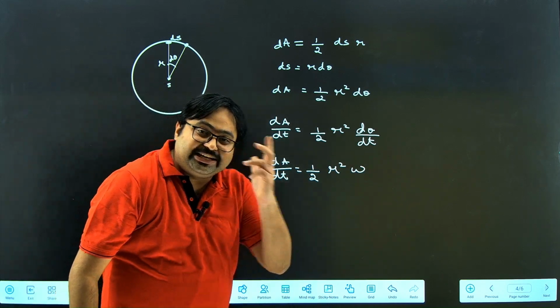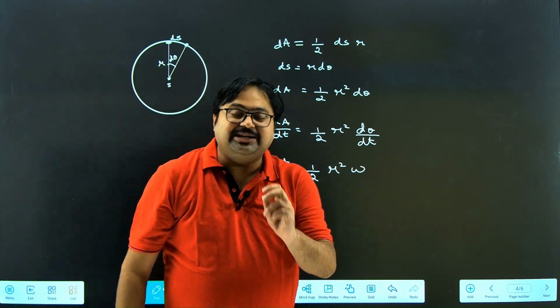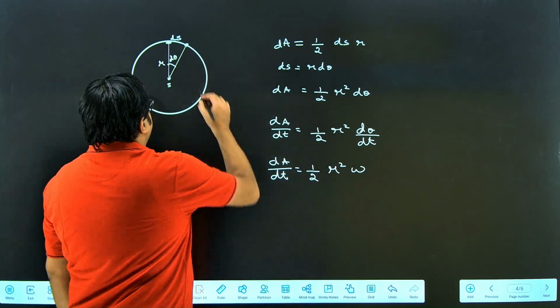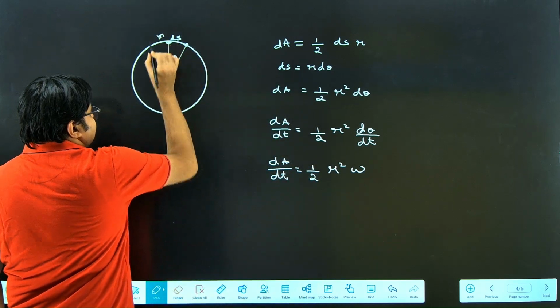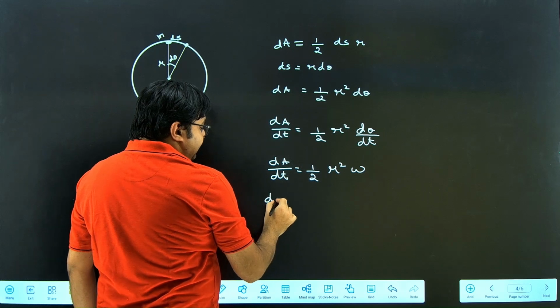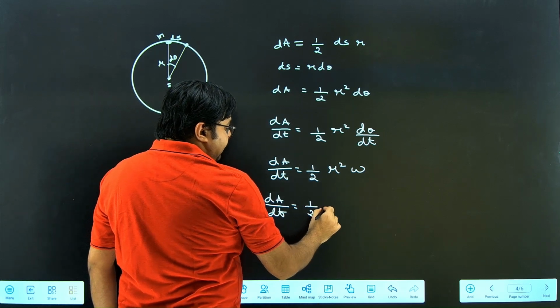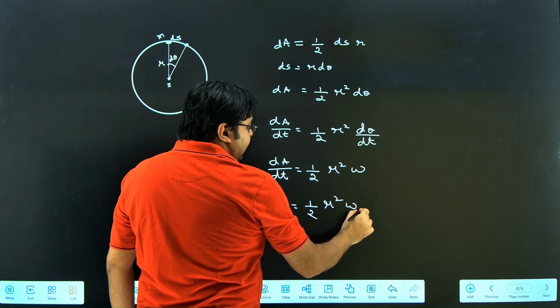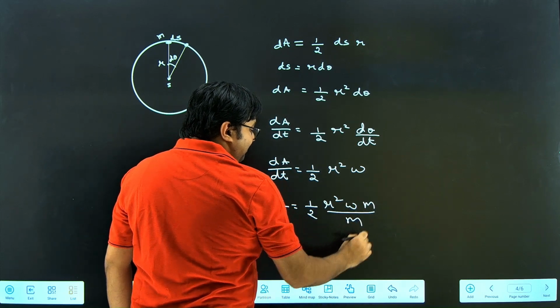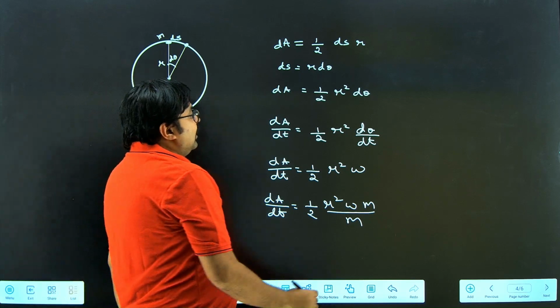In order to make sense out of these quantities, let me just multiply and divide by m, where m is the mass of the planet, in this case the mass of the earth. If I do that, I have dA divided by dt equal to half into r square into omega multiplied by m by m. But you know what?